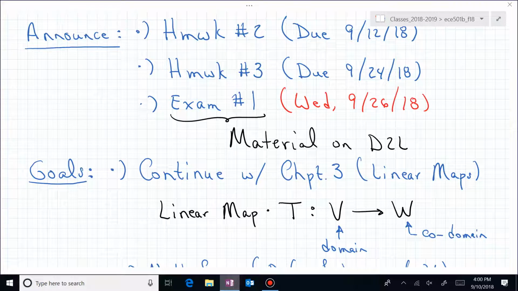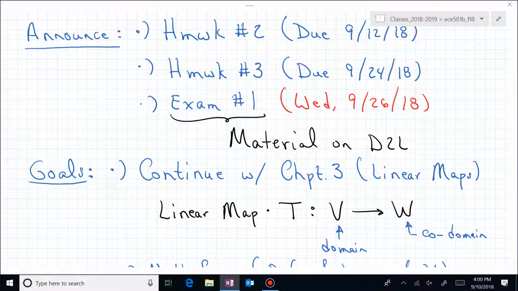Homework number 2 is due on Wednesday, and homework number 3, which I need to post, is due not the following Wednesday, but I think the subsequent Monday, a couple of days prior to exam number 1. So exam number 1 in this class will be on a Wednesday, and material for that I hope is on D2L, and hopefully shortly homework number 3 will be available, but I'm assuming you're still focused on homework number 2.